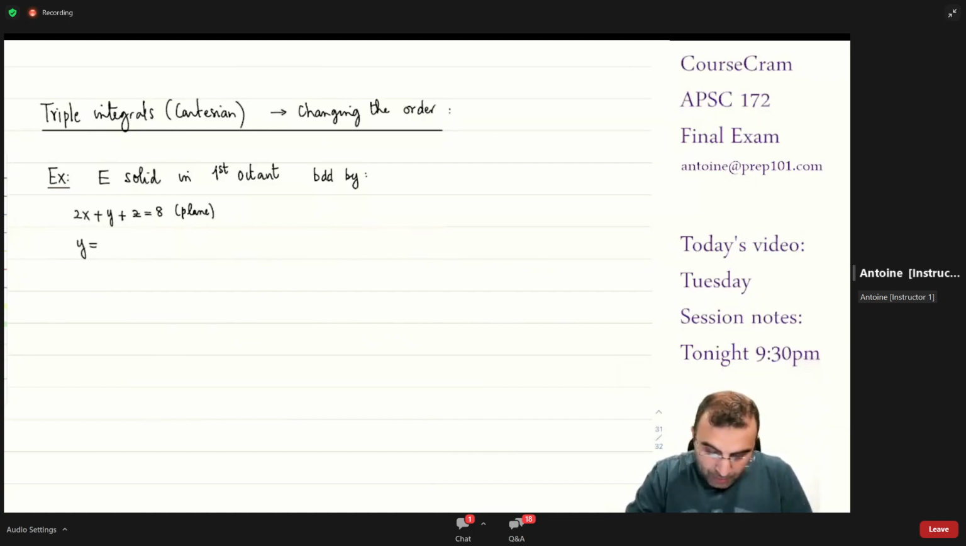y is equal to x squared, which is a vertical cylinder, and x is equal to 0 and z is equal to 0. So x equals 0 would be the yz plane, and z is equal to 0 would be the xy plane.